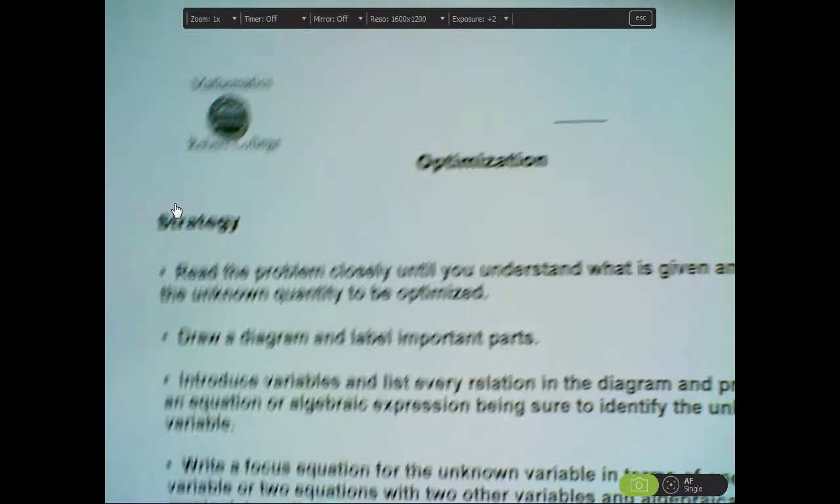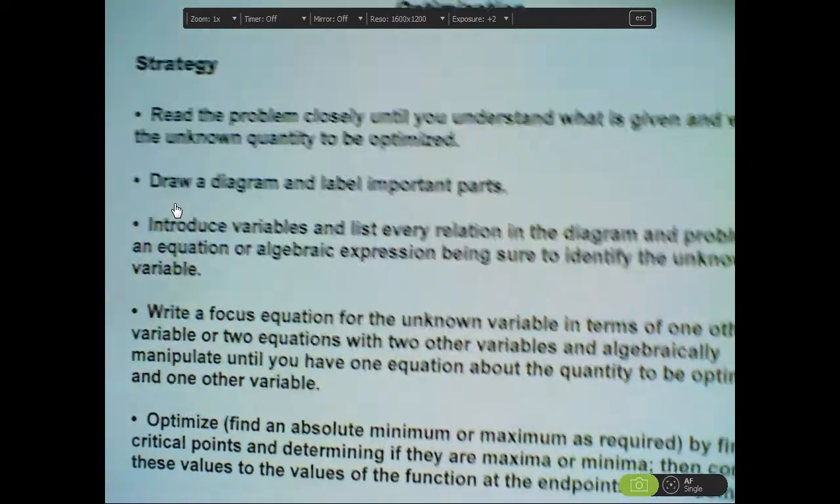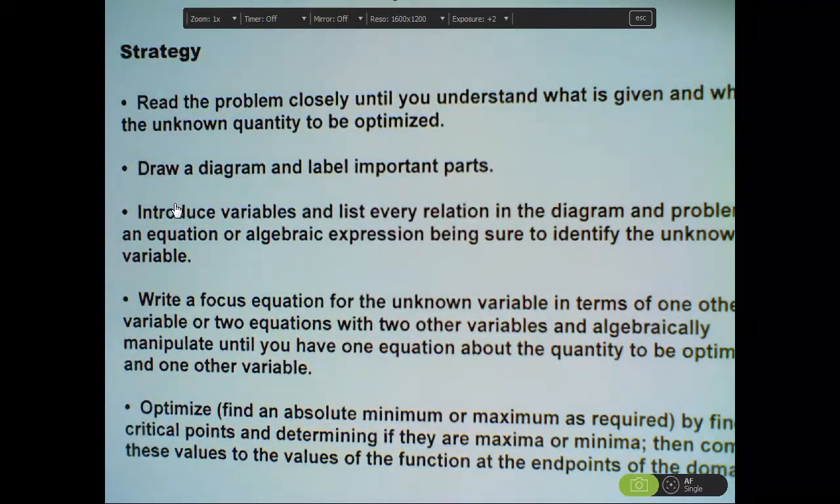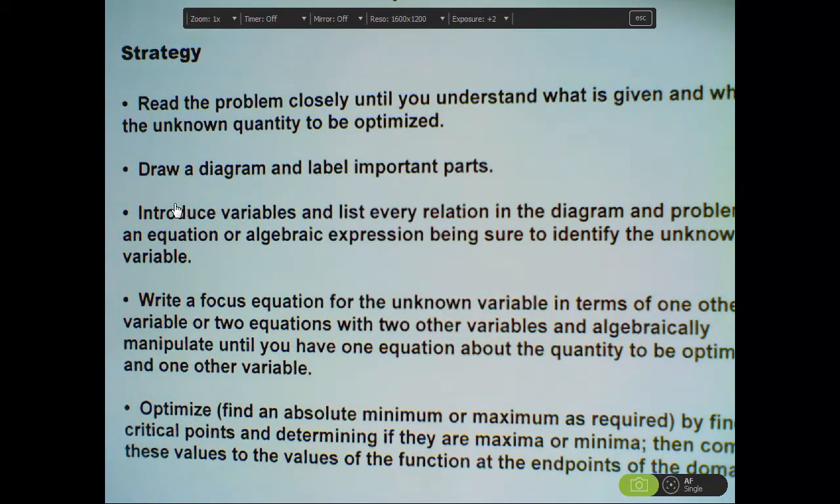Here is your strategy. Pause it, read it, write it down. Bottom line, you're going to write an equation that hopefully only has one variable in it, take the derivative, and then either find the maximum or the minimum. So you're going to set your derivative equal to 0. That's the bottom line. Try to rewrite it so everything's in terms of one variable, take the derivative, set it equal to 0. So let's go.